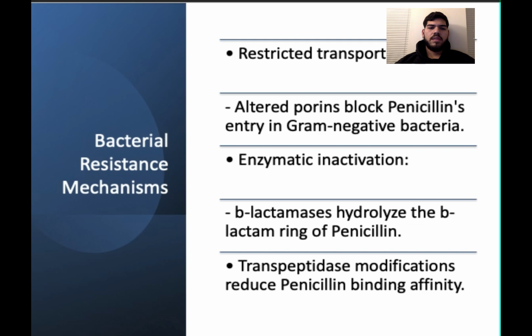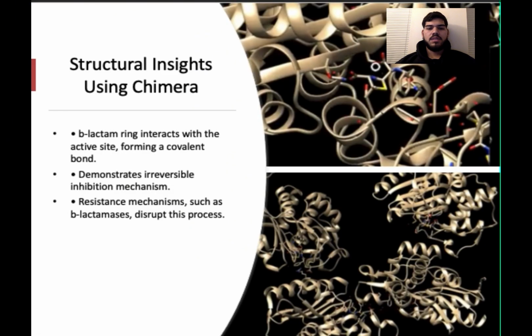Now let's take a closer look at penicillin in action. You can see the beta-lactam ring of penicillin nestled into the active site of the enzyme. When penicillin binds, it forms a covalent bond, completely inactivating the enzyme. This is a great visual representation of how penicillin stops bacterial cell wall synthesis. Resistance mechanisms like beta-lactamase disrupt this process by targeting the beta-lactam ring before it can react with the enzyme. Similarly, modifications in the porin or active site can block penicillin from reacting or binding to its target effectively.